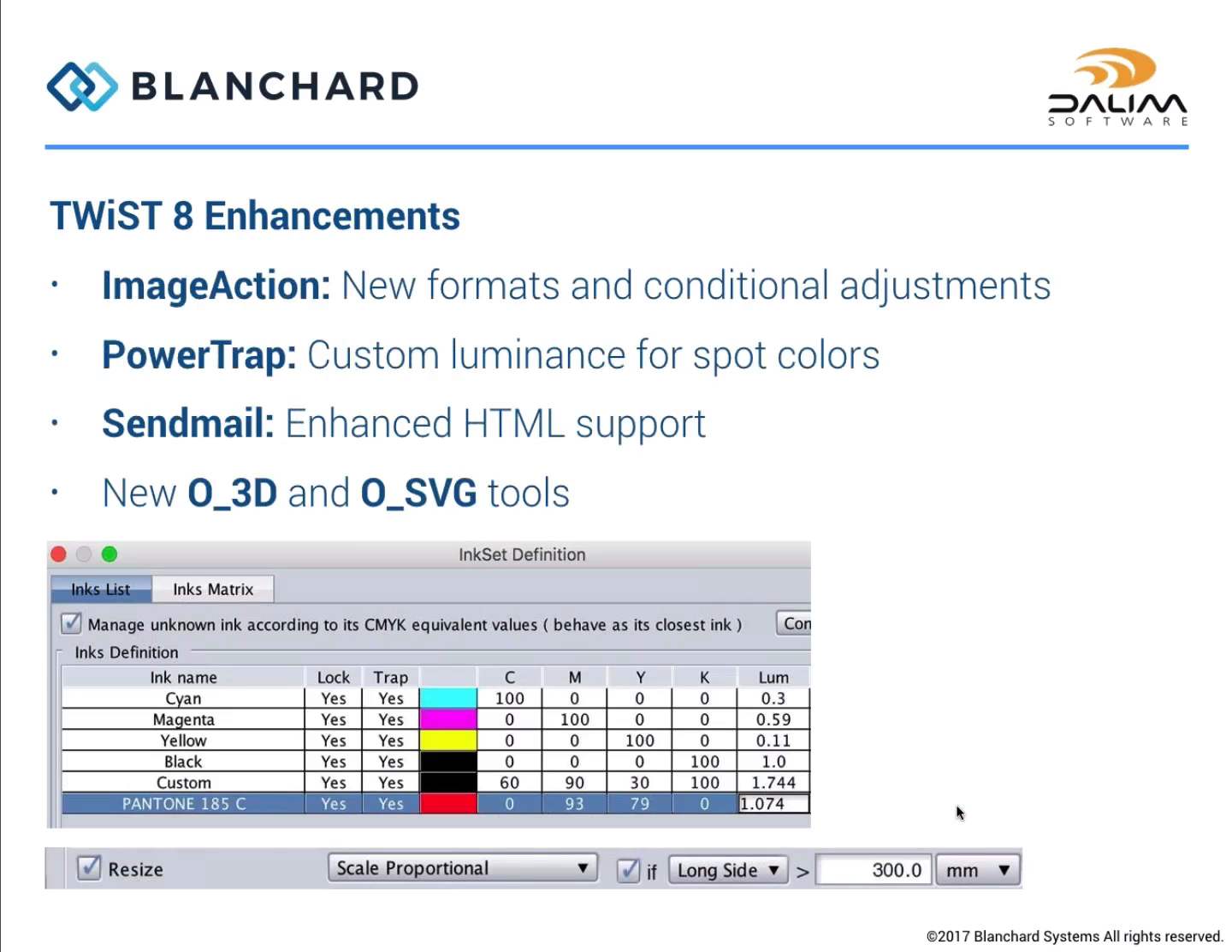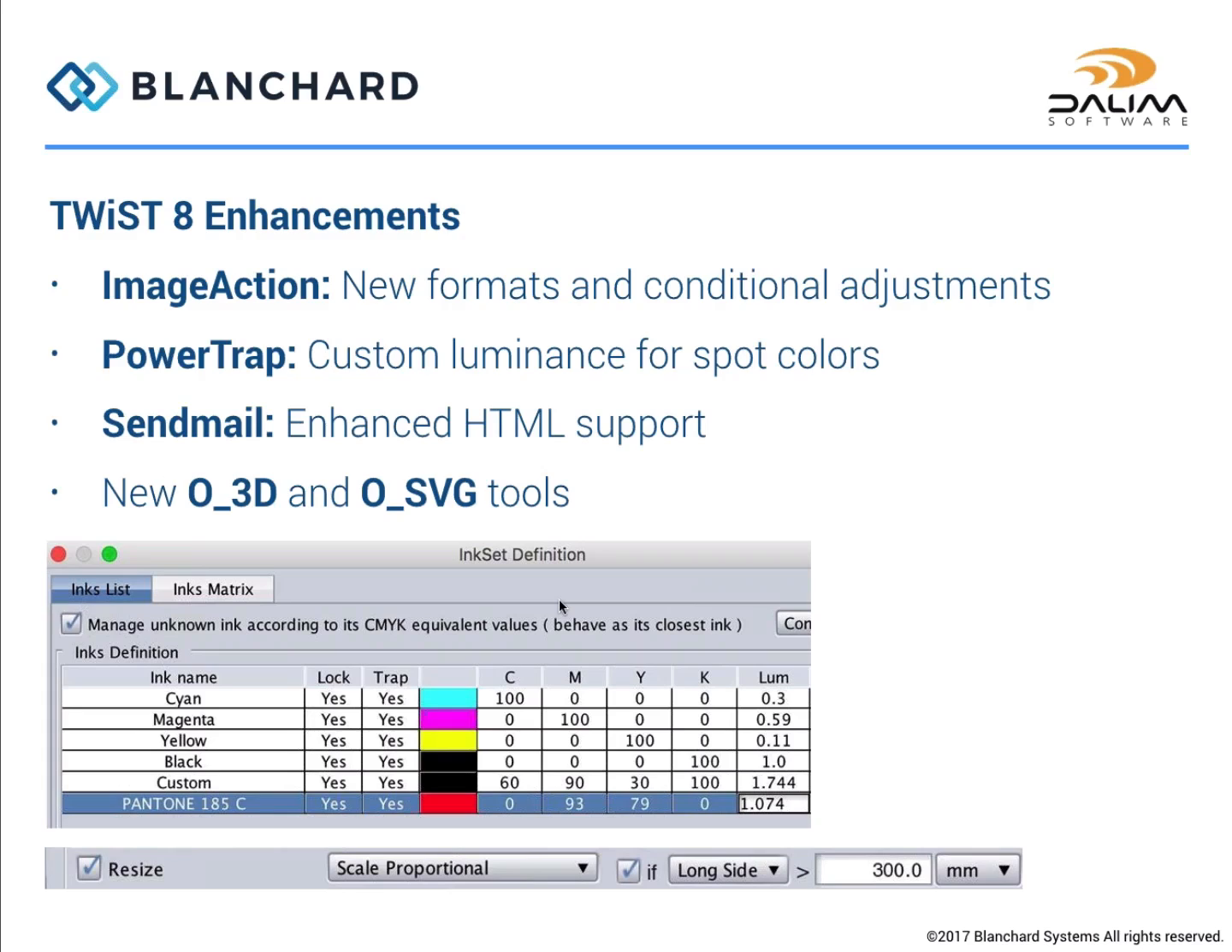As far as changes to tools, Image Action got a lot of new functionality and has support for a few new formats and also some conditional adjustments. So for example, you can now say if it's larger than this size, then scale the file. It also has support for PNG transparency and also for direct PDF input. So if you want to scale a PDF with Image Action, you no longer have to push it through an OTIFF or an OJPEG tool. You can just go directly into Image Action.